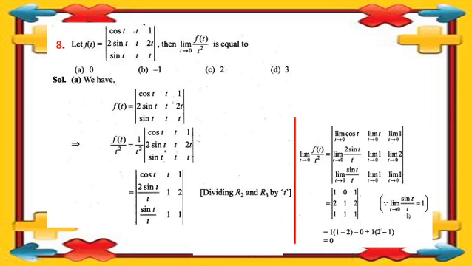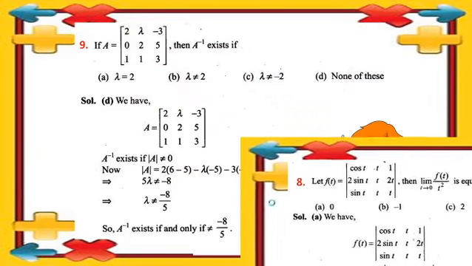And we have studied this formula in class 11th. Limit t tends to 0 sin t upon t is equal to 1. In fact, we proved it as well in class 11th. So after solving this determinant, the final answer is 0.